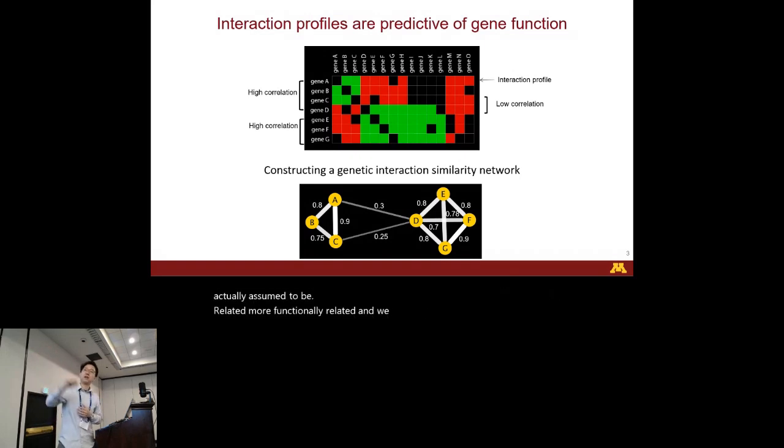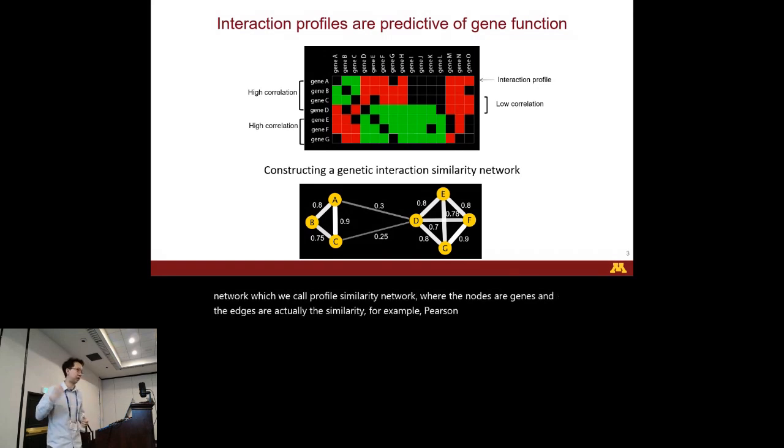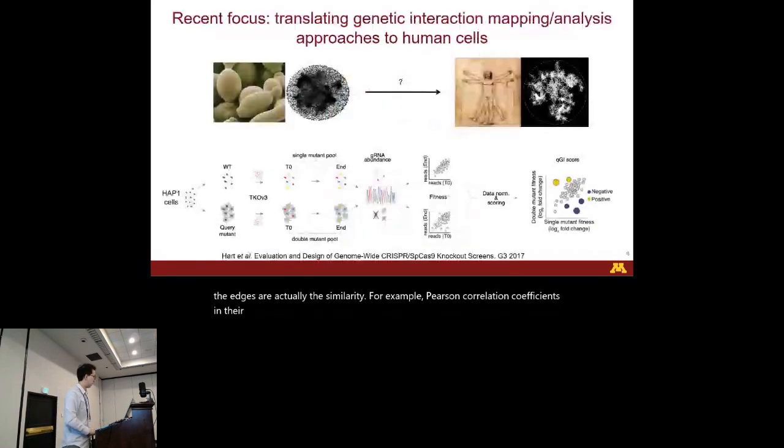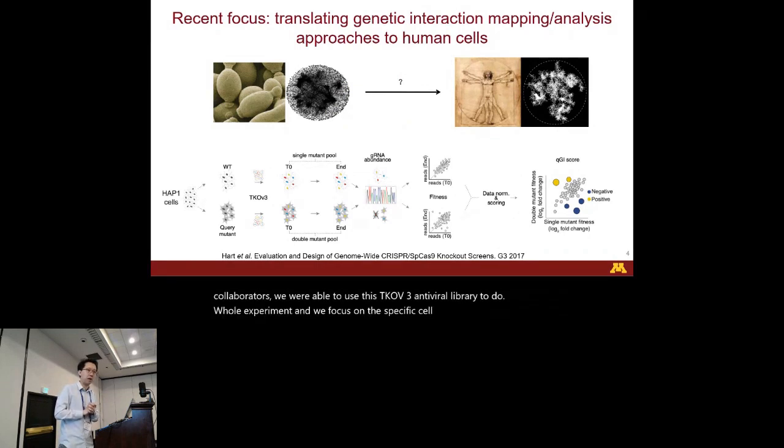We can scale that up to create a network which we call a profile similarity network, where the nodes are genes and the edges are the similarity, for example, Pearson correlation coefficients in their interaction profiles. In recent years, with the emergence of CRISPR-Cas9 technology, we are moving from yeast to human cells. Thanks to our collaborators, we were able to use the TKOv3 lentiviral library to do this whole experiment. We focus on the specific cell type HAP1, which is a female-derived, haploid cell line.